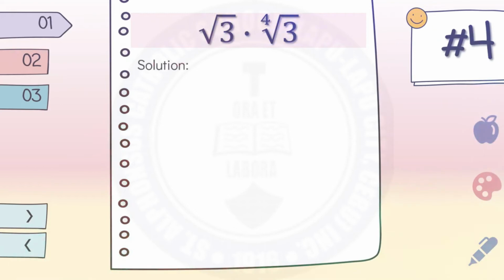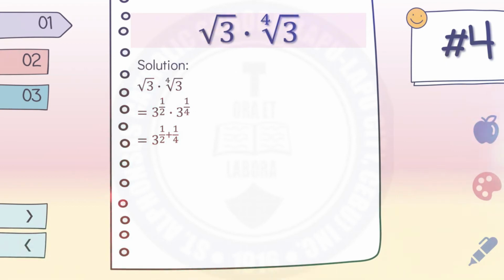So for our solution, we need to express each term into an expression with rational exponents. So you will have there 3 raised to 1/2 times 3 raised to 1/4. Since you have here the same base, you can add exponents. So you will have here 3 raised to 1/2 plus 1/4.